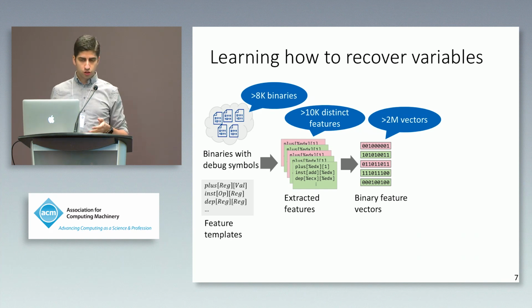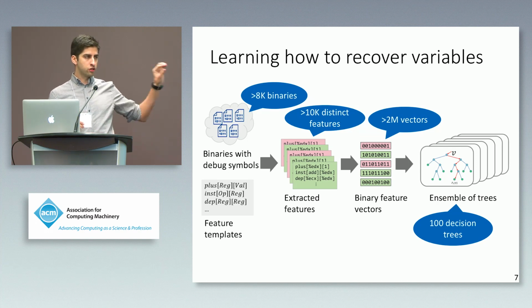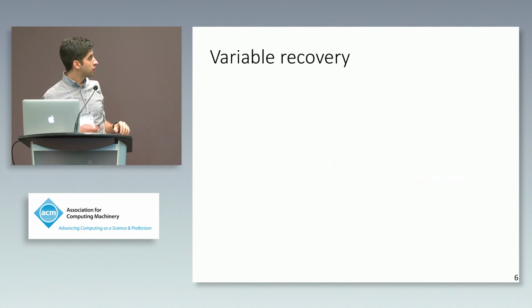Then it would transform those into binary vectors, because at this point we know all the features we have observed in the training data. And then it would train 100 decision trees that aim to classify, so given a register and these features, does it have any semantic meaning at the source or not? So that's the learning phase.